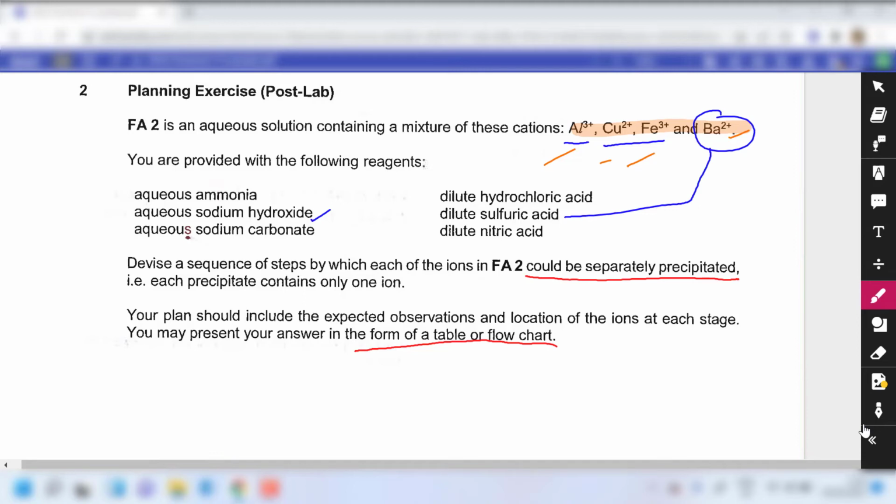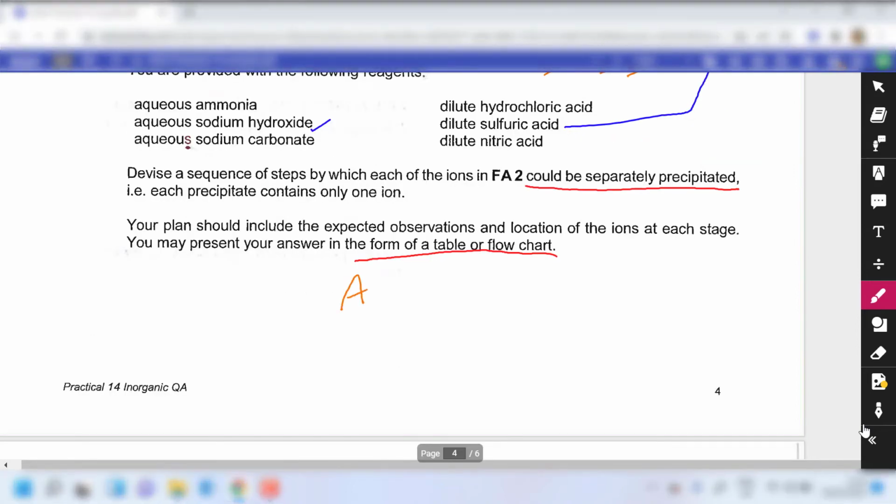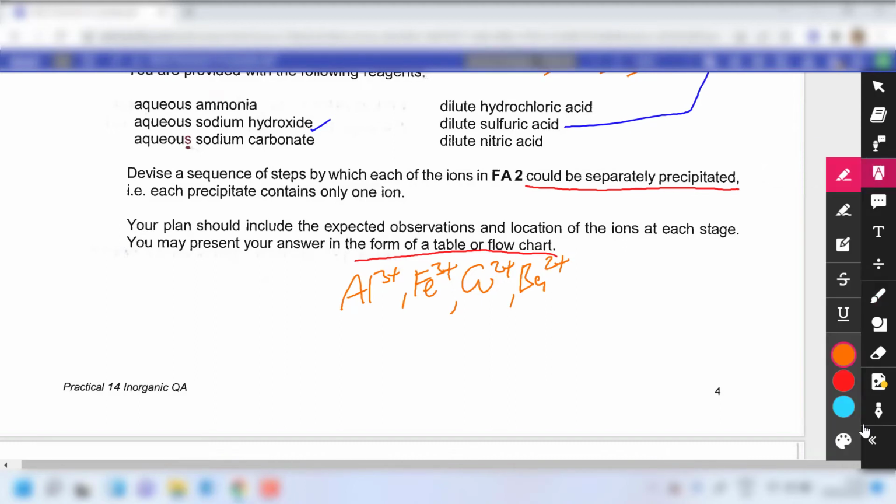So the first reagent which I think we can straight away think of will be sodium hydroxide. Because when we introduce sodium hydroxide to the mixture, we have a mixture of Al3+, Fe3+, Cu2+, and Ba2+. I think the first thing we can do is to add sodium hydroxide to the mixture, because if we add sodium hydroxide, especially in excess, Al3+ will form the aluminate complex.